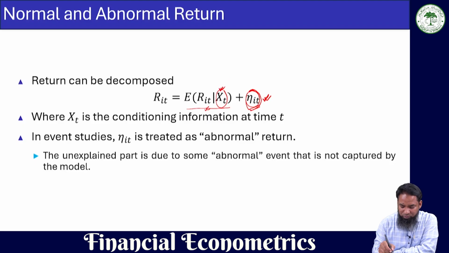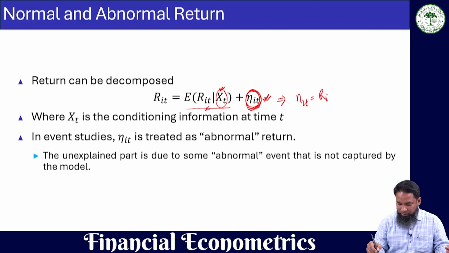So how do we calculate this abnormal return? From this formula, we can write eta_it equals R_it minus the expectation of R_it given the information up to time t. So this eta_it is what we call the abnormal return.